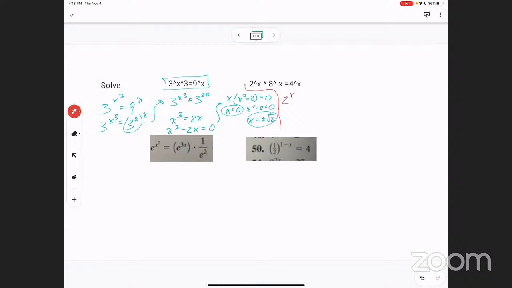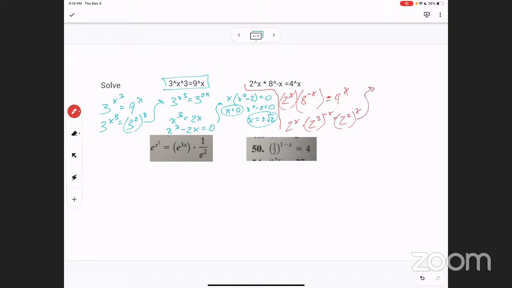This just says 2 to the x times 8 to the negative x equals 4 to the x. So these are all base 2. If you ever see that all of these have the same base, this is 2 squared, this is 2 cubed, and this is 2 to the first. So rewrite them all in terms of that base. 2 to the x times 2 cubed to the negative x, got it? Mm-hmm. Equals 2 squared to the x.